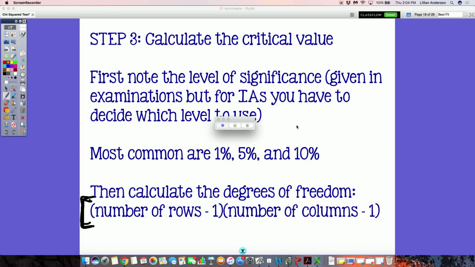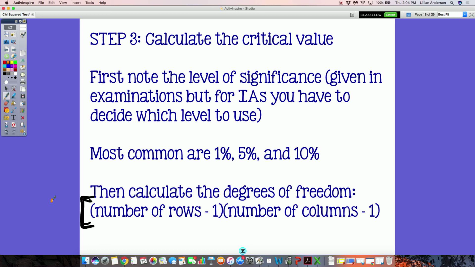We left off. Step 3 of the chi-square test is to calculate your critical value. When you're doing this, the first thing you want to do is note what your significance level is. That number will be given to you in examination, so make sure you read through the whole problem. But if you decide to do an IA that is statistics-based, you'll need to choose your particular significance level.